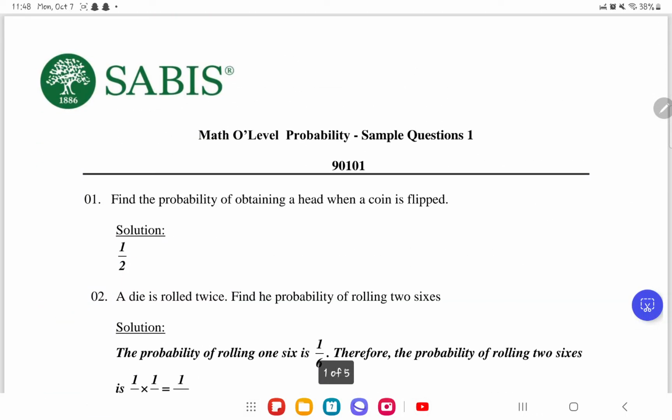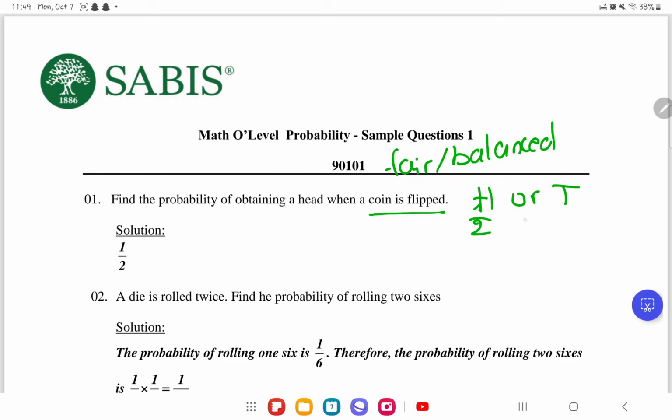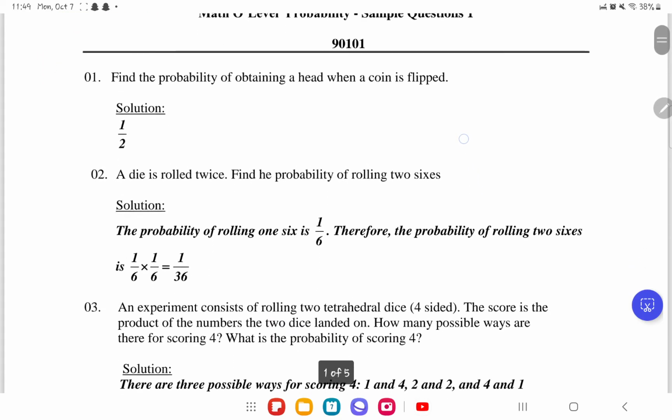I found this paper for probability for more practice, so I will go over it really quickly. What's the probability of obtaining a head when a coin is flipped? You can have either heads or tails. So the coin is fair or balanced, so this will be 1 over 2 and this will be 1 over 2. So that's the answer for the first one.